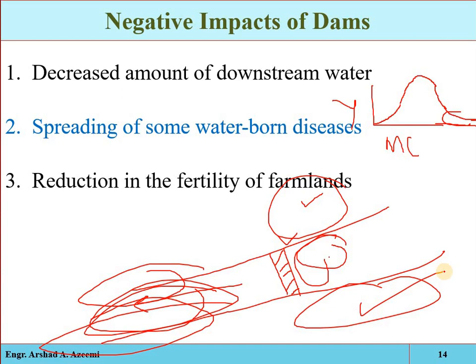Okay, so these are the negative impacts of the dam structure: the water at the downstream area is decreased, some waterborne diseases will spread, and the fertility of the nearby area will be affected. So this was all about the brief history of the dam, and then we introduced the dam structure, its purpose and the negative impacts. The lecture is continued.